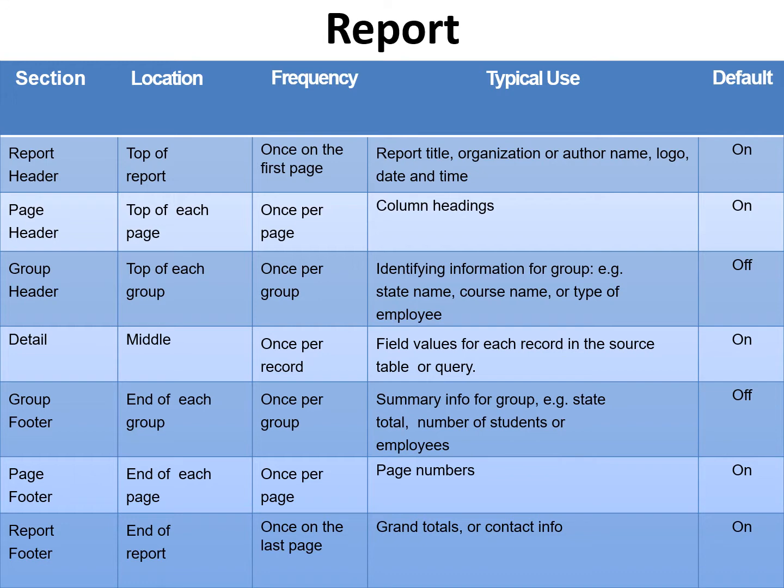The third level includes group header and footer sections that are shown if we group our records based on a specific field. For example, if we group the employees based on their nationality or gender, group header and footer show the total number of employees in each group. Finally, the fourth level is the detail section that shows the records of the selected table or query.